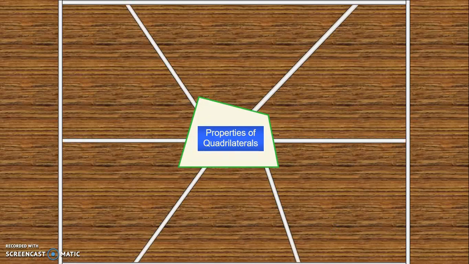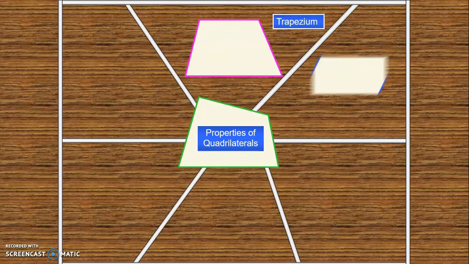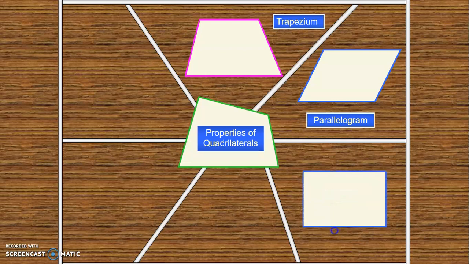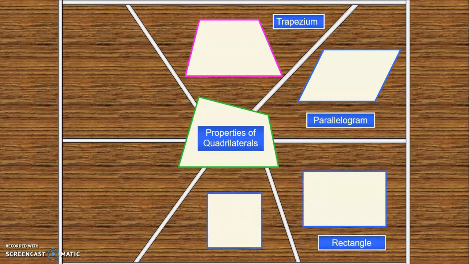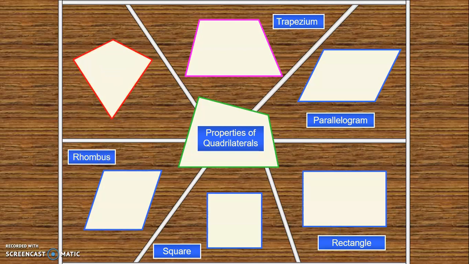First, the quadrilateral we call the trapezium. Next is the parallelogram. Next is the rectangle. Next is the square. Next is the rhombus. And last is the kite.